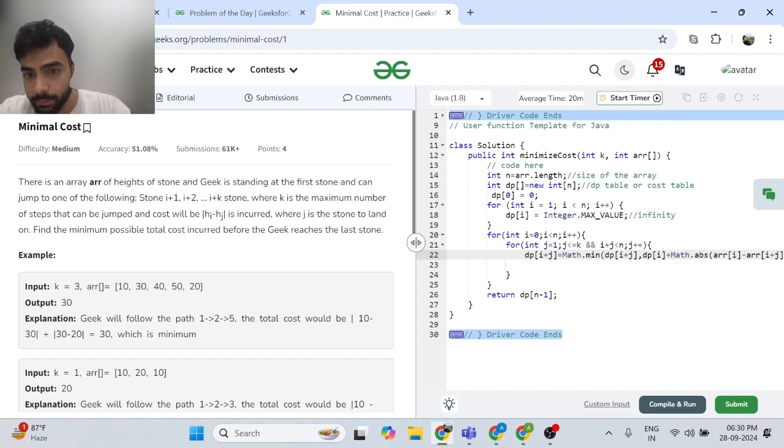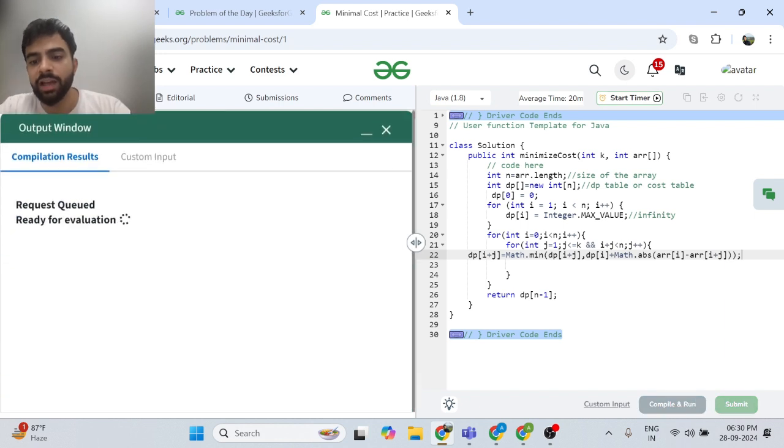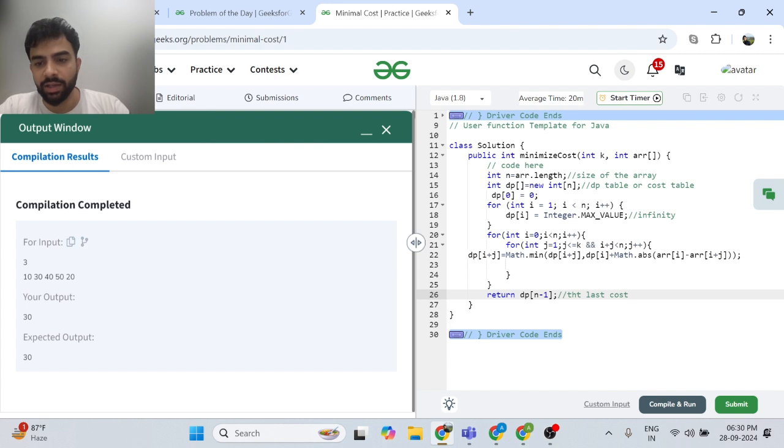So I'll just have to move this, as this is not visible. I have covered this up. What I can do is return the last value. I can write the last cost. So I'm getting 30.